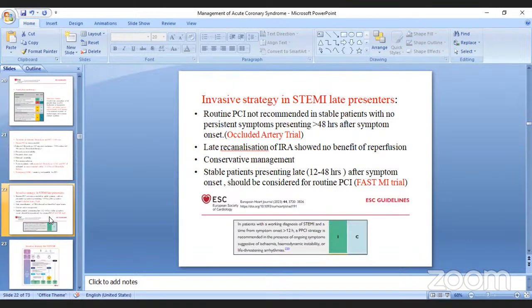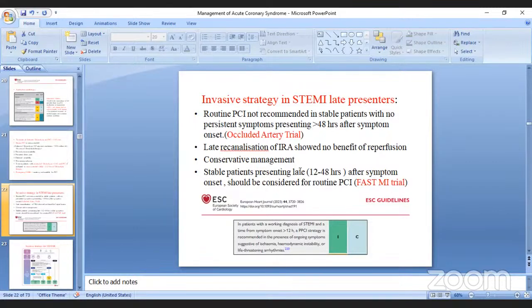Invasive strategy in ST elevation MI who are late presenters. Routine PCI is not recommended in stable patients with no persistent symptoms when they present more than 48 hours after the symptom onset. This has been proven by the occluded artery trial, where late recanalization of the infarct-related artery showed no benefit of reperfusion. So conservative management was recommended.